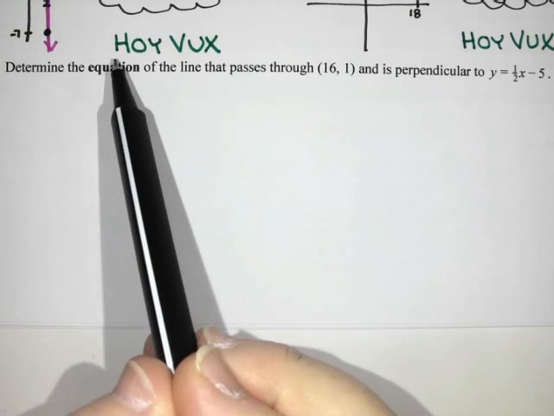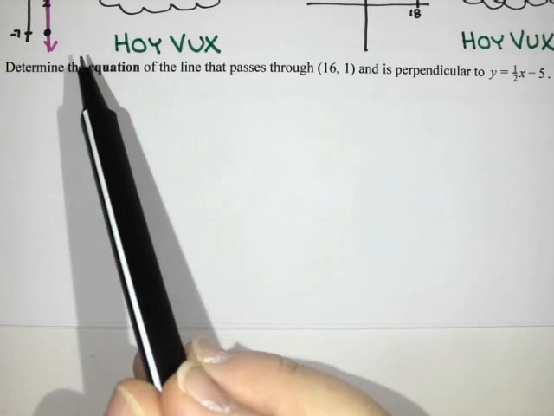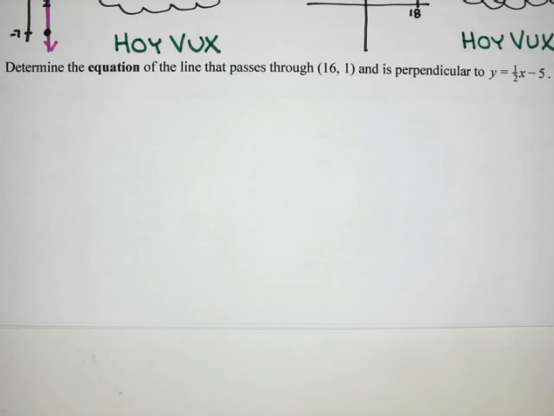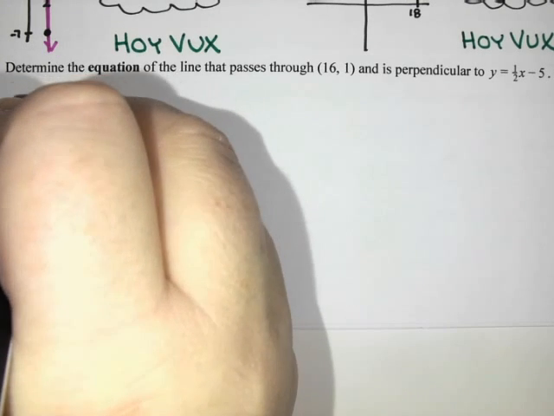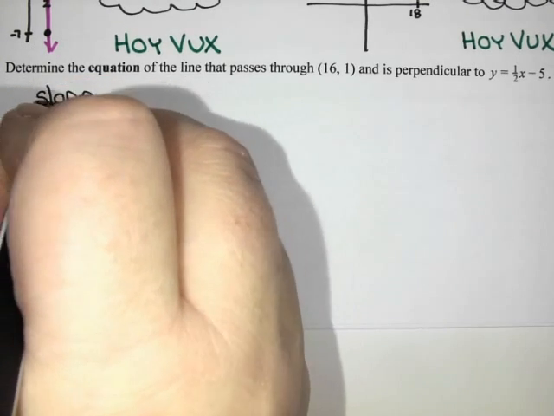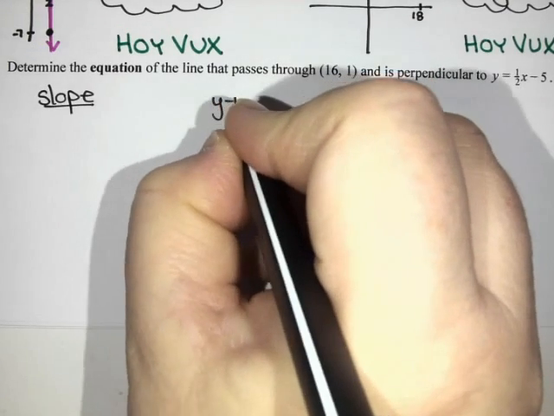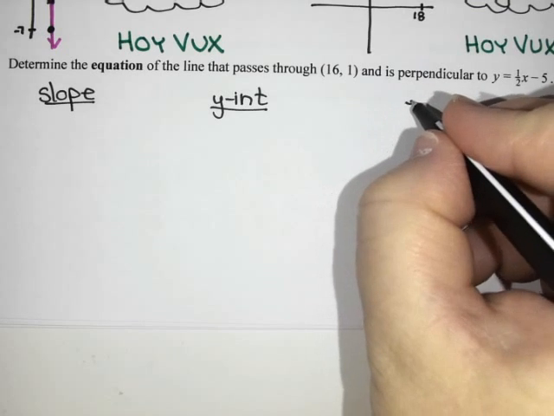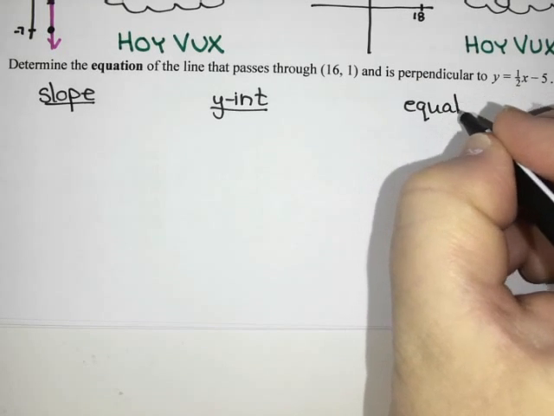So I do first note that we are trying to find the equation. Anytime we're trying to find the equation of a line, unless it's horizontal or vertical, we need the slope and we need the y-intercept. And once we have the slope and the y-intercept, then we can go ahead and find our equation.